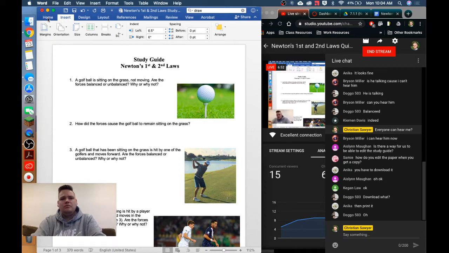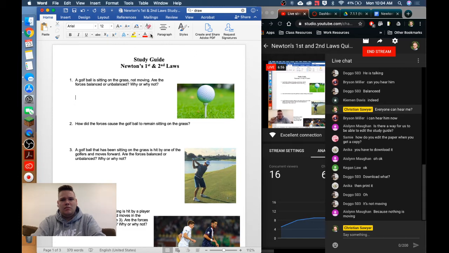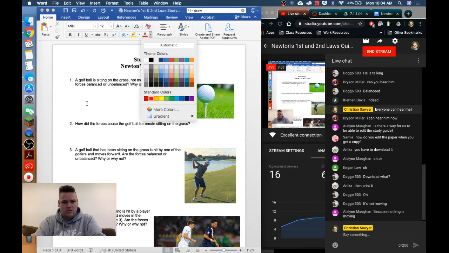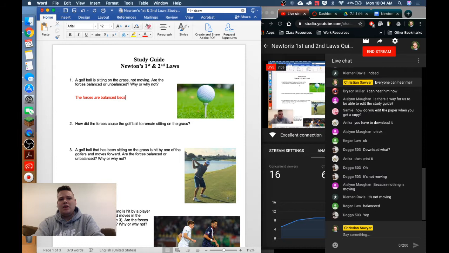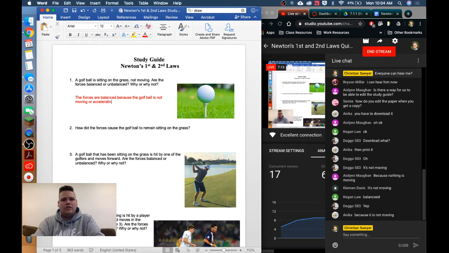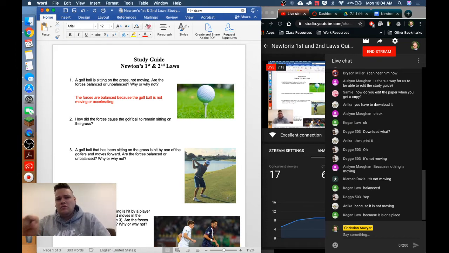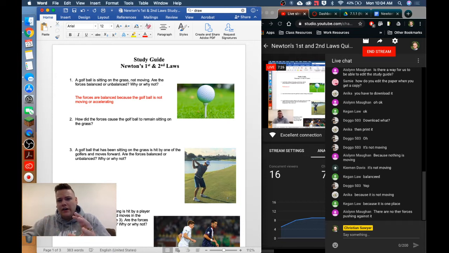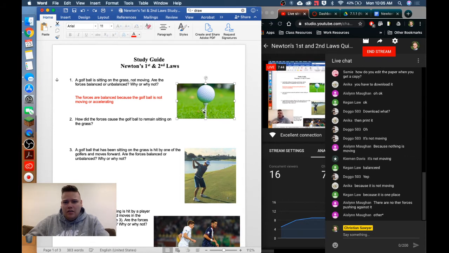Not moving because nothing is moving. Forces are balanced because the golf ball is not moving or accelerating. Good. So that's how you know the forces are balanced, because the golf ball is not accelerating. It is staying in one place, so all the forces that are acting on it are balanced. There are forces pushing against it. We have gravity pushing it down, but we also have the force of the, what is that called? The tee. That little stick thing is pushing it back up, so the forces are balanced.